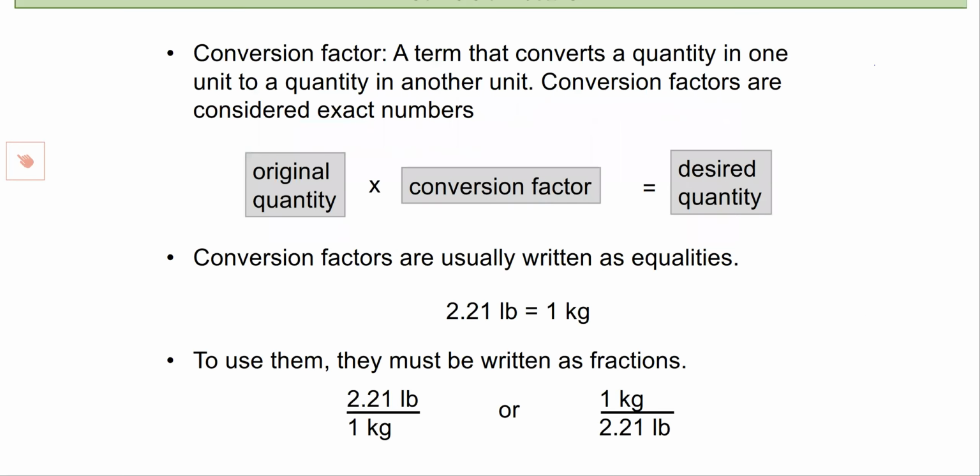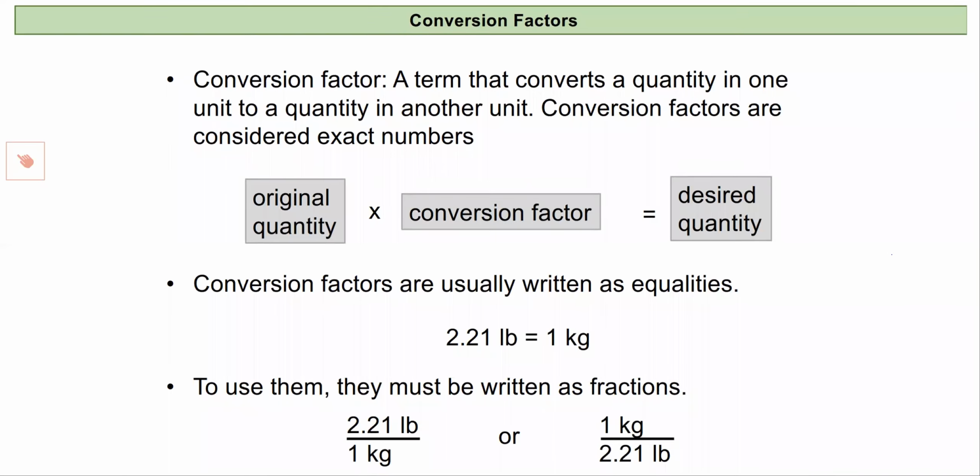So let's start by talking about what conversion factors are. It's basically just a term that defines one quantity in the units of another. So conversion factors are definitions, and we consider them to be exact numbers. So they can be included in a calculation, and the number of digits that the conversion factor has won't impact its significant figures. And so basically what we do is we take a quantity and we multiply it by the conversion factor to get a quantity in a new set of units.